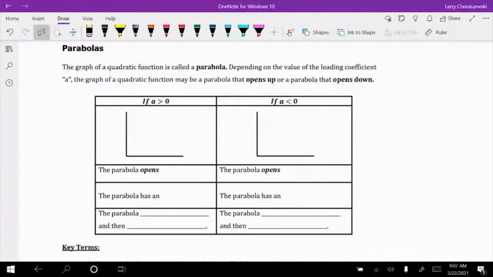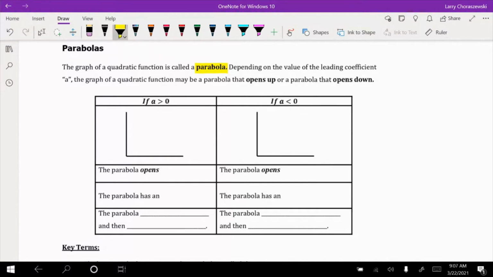So you may have heard of this word before, parabola. You probably heard that word. If you're a Tool fan, the rock group Tool, they have a song called Parabola. But you may have also heard of it in an earlier course when studying the graph of a quadratic function.